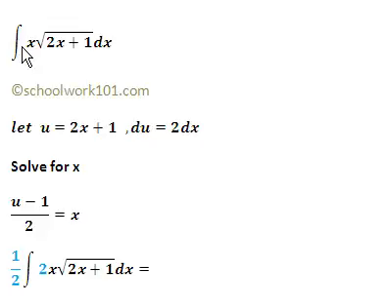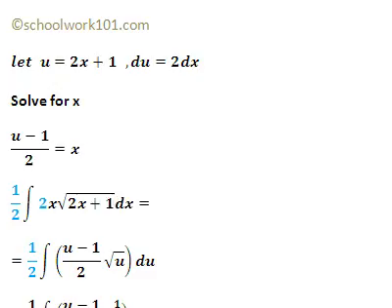Well, we don't have a 2 up here, but we're going to put one in. And there it is. And so we must put the 1/2 out front. So now we can do our substitution. But wait, not just yet. I did an extra additional step here. I solved for x in this equation, and we get x is equal to u minus 1 over 2.